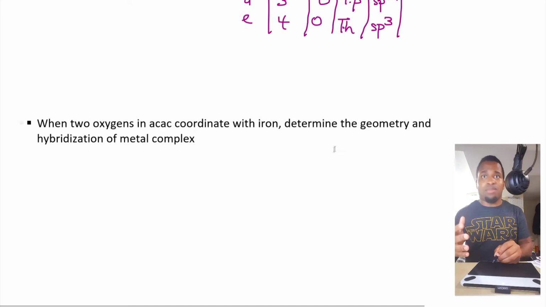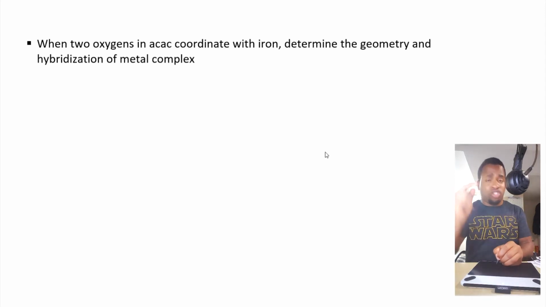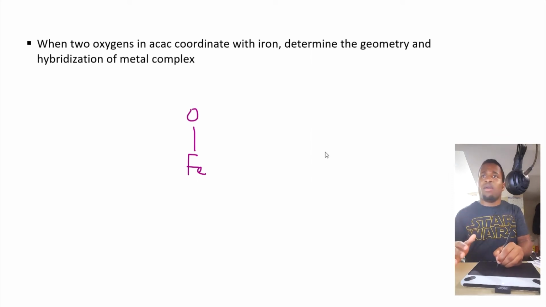So that is incredible. And then the next one is, when you have 2 oxygens in the ACAC coordinated with iron, determine the geometry and the hybridization of the metal complex. Since we have iron positioned right there, it means that this ion will coordinate with the oxygens on both sides of our particular ACAC, pointing this way and this way the other way. I'm just doing the shorthand version.